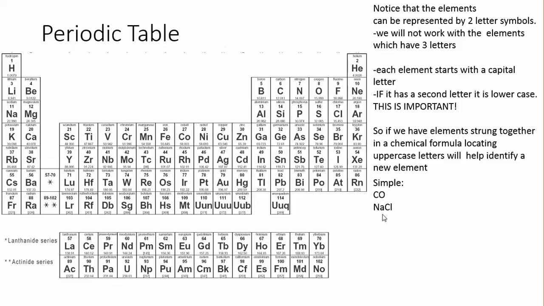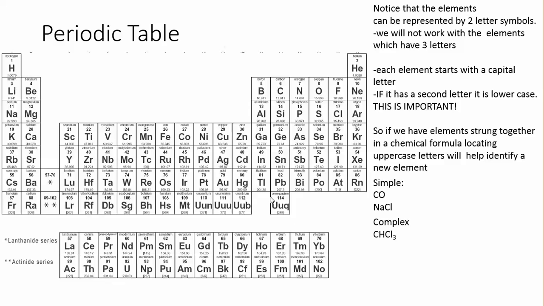Let's try another one. NaCl: capital N, lowercase a, capital C, lowercase l. Well, here we go. I have sodium, Na, capital N, lowercase a. That C tells me I have a new element, and that new element is chlorine. So this is sodium chloride. This is the chemical formula for table salt. We've talked about that before.